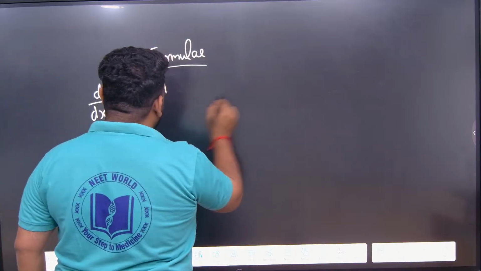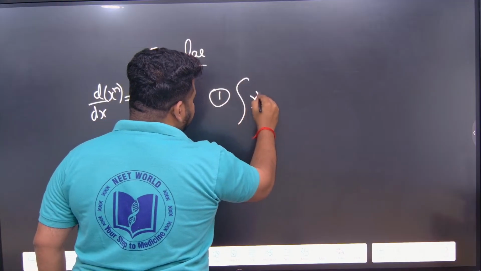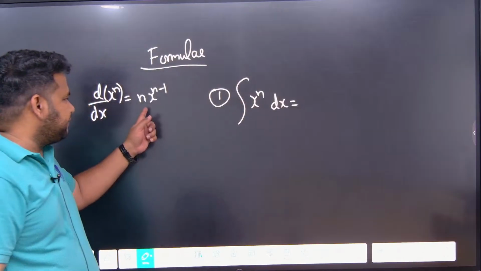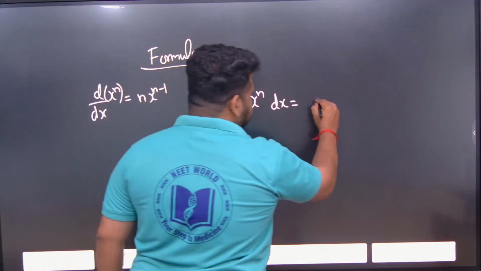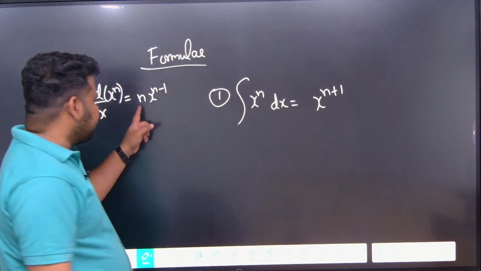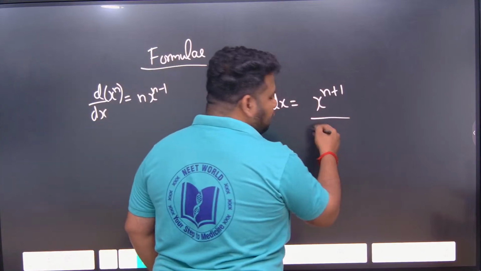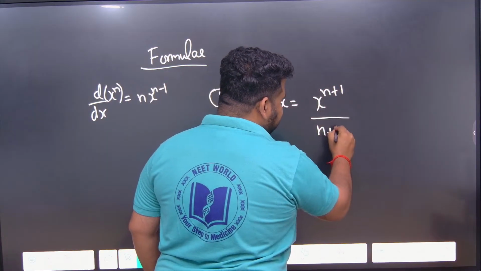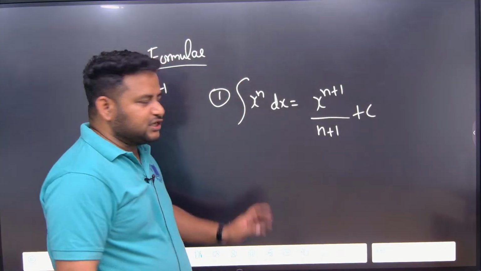We have a formula here. Very important result, you have to remember: integral of x to the power of n dx. In differentiation we have x to the power of n minus 1. Here it is a reverse, so what I should do? x to the power of n plus 1. Here you write n plus 1 below it, not just n, whatever the power is. So integral of x^n dx is x to the power of n plus 1 by n plus 1, plus c.